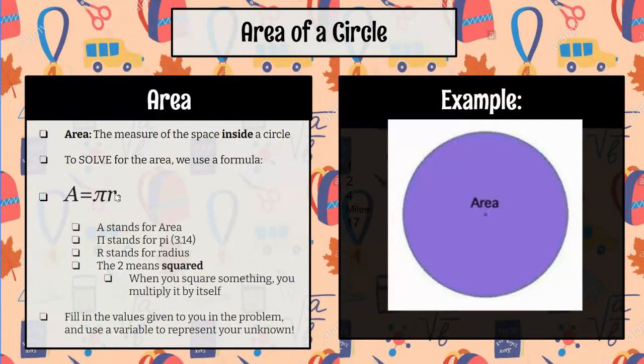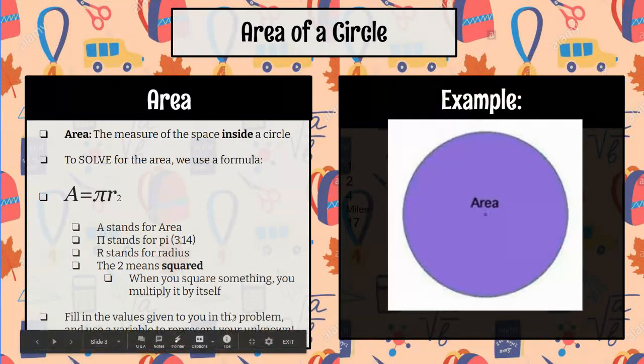When you square something, you're multiplying it by itself. So if I had 2 squared, I would do 2 times 2. If I have 4 squared, it would be 4 times 4. If I have 5 squared, 5 times 5. 100 squared, 100 times 100, okay? So itself times itself.